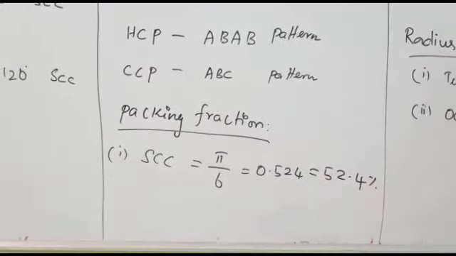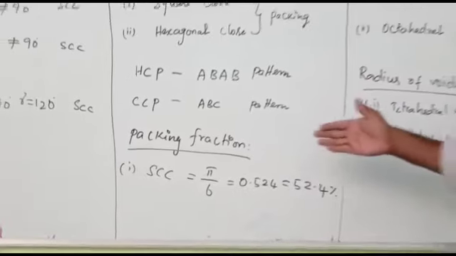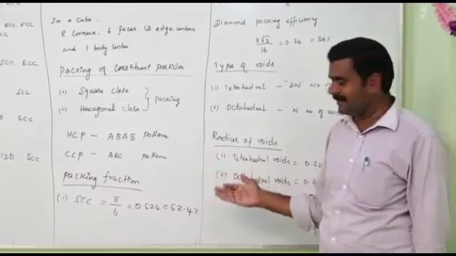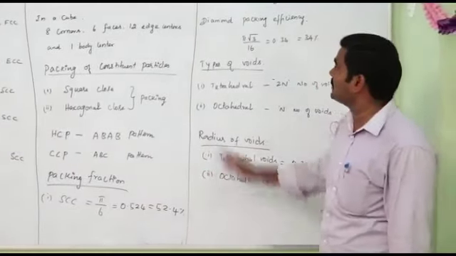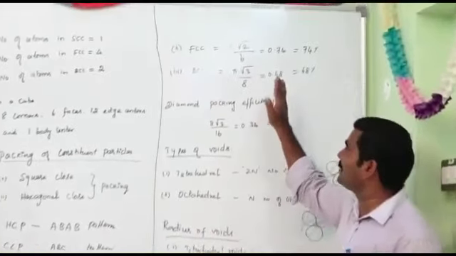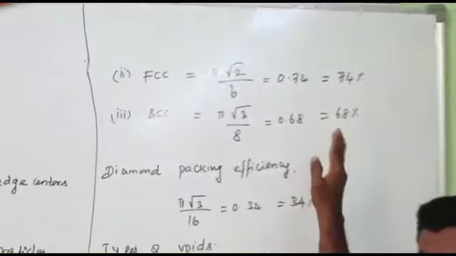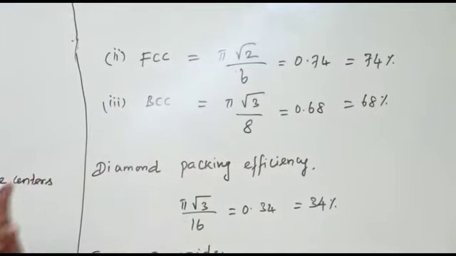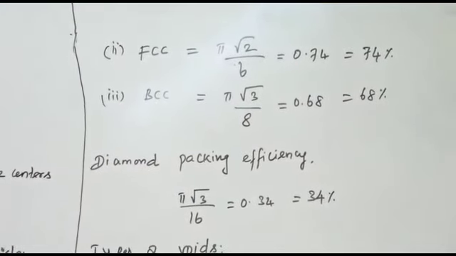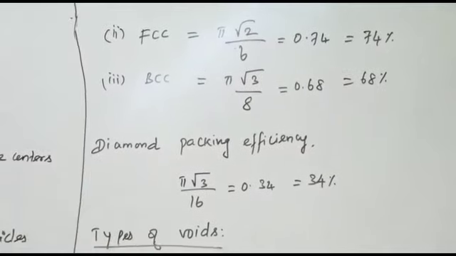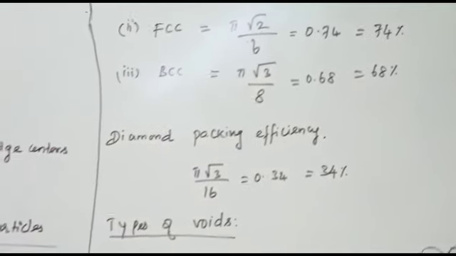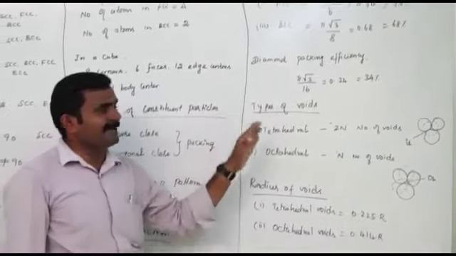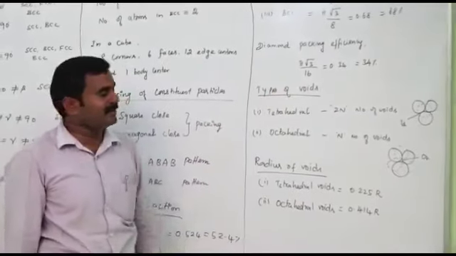For SCC, from the length derivation you get pi by 6, which is equal to 0.524. As a percentage, it is 52.4%. The second one is FCC. FCC has pi root 2 by 6, which is equal to 0.74, so the percentage is 74%. The third one is BCC, body centered cubic, pi root 3 by 8, which is 68%. These three are the packing efficiencies of SCC, BCC and FCC. Next is an exceptional one, diamond. The packing efficiency is pi root 3 by 16, which is 34%.